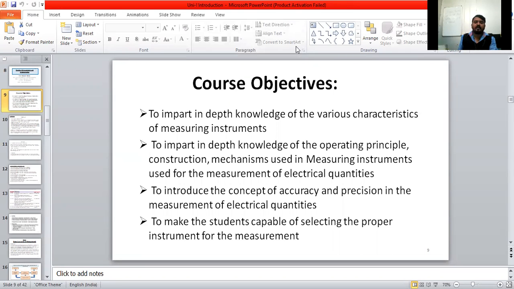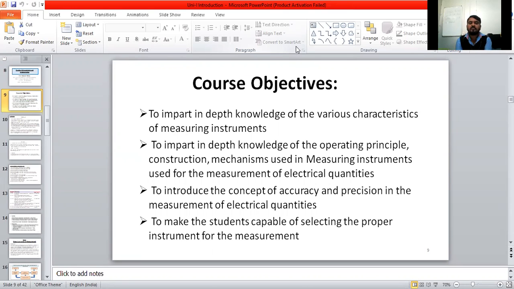The third objective is to introduce the concept of accuracy. Whatever I told you in the first objective, how accurately it is going to give the answer, we have to introduce accuracy and precision in the measurement of electrical quantities. For the output, how much input is required? For this input, how much output are we going to get? What is the error, the difference between input and output? How accurate is it? We have to compare the standard value and known value with the measured quantity. That is the third objective.